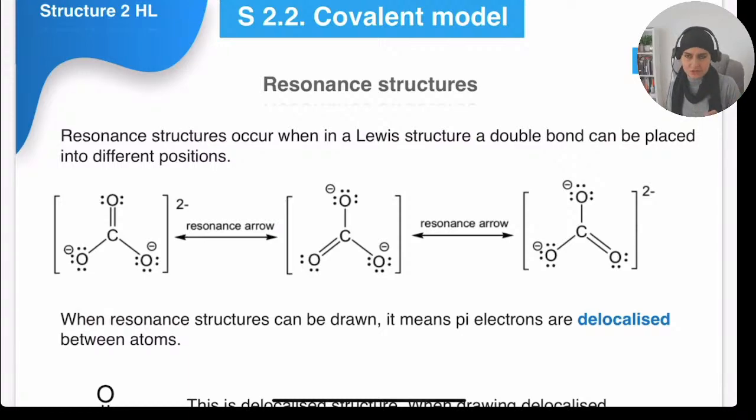Next one, HL part. SL students can have another break. HL students cannot, sorry. So resonance structures. Going back to bonding, let's talk about resonance structures.